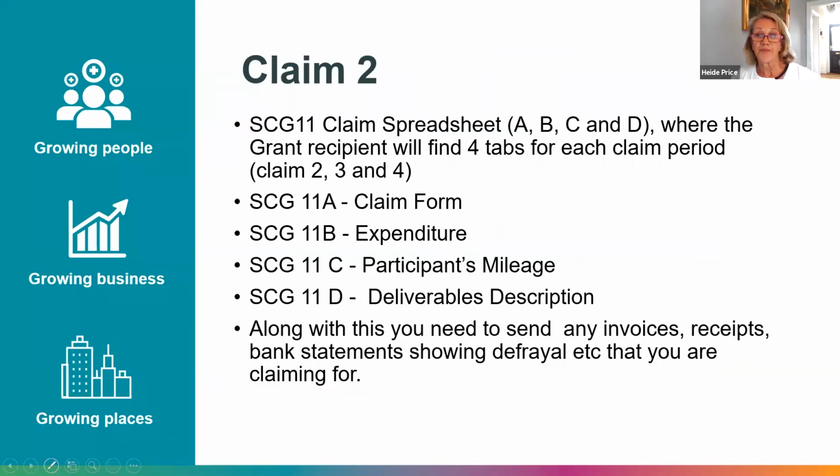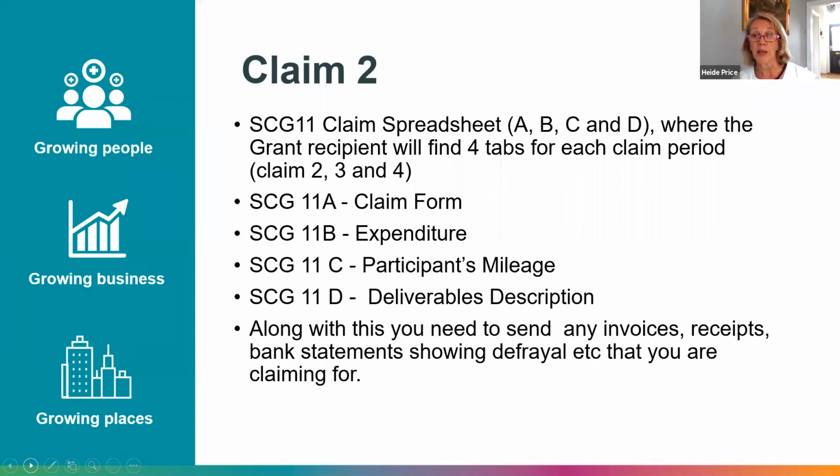Good, thank you. It's on a big spreadsheet, which we call the SCG 11 A, B, C and D. And on this, there's the front cover of the claim form, which is just a quick overview of what you're spending and the totals. The B form is where you write everything down that you've spent. C is for any mileage and reimbursements from participants. And the 11D is the deliverables description, which we do need filling in.